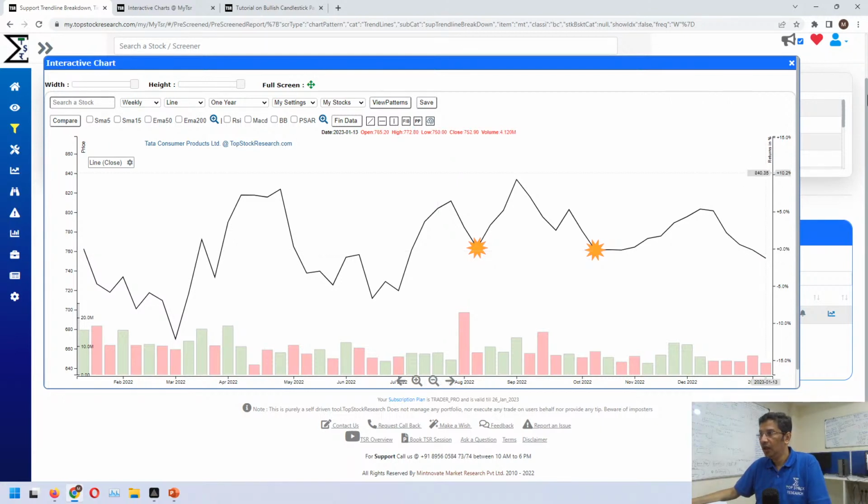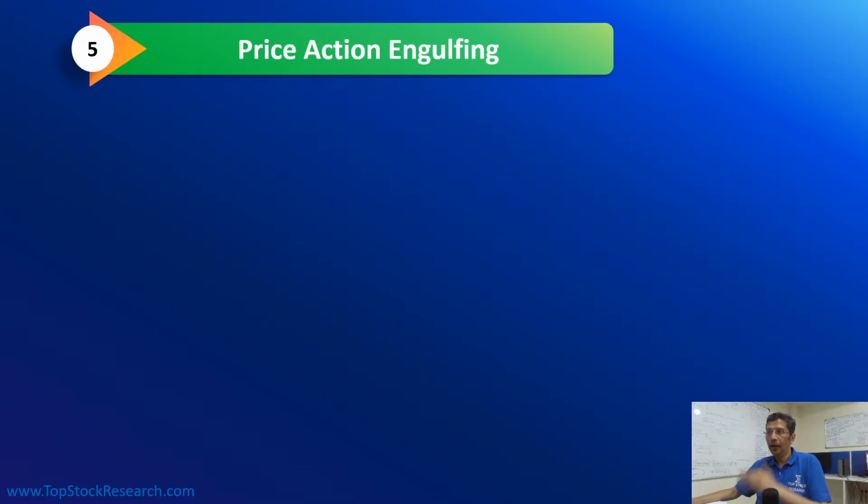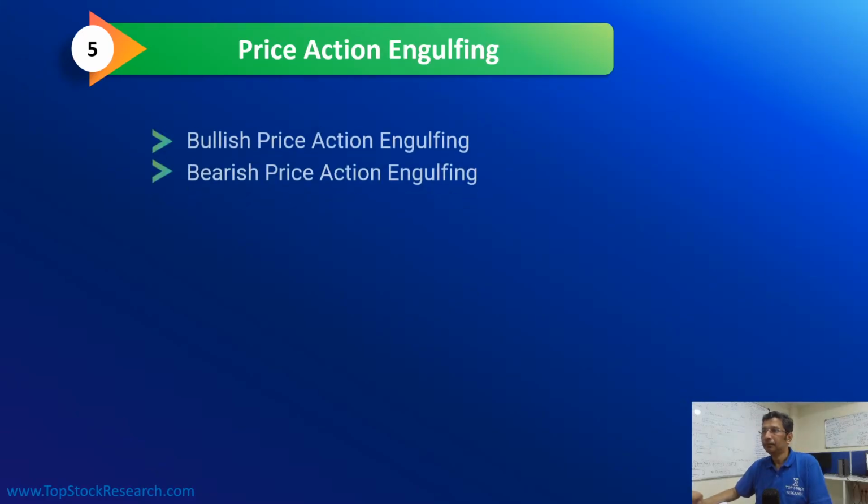So there are a lot of different ways of getting it, right? The idea is always to stick to what you understand, stick to what gives you consistent results. Different ways of looking at it, but try too many things and that defeats the idea of price action. Price action is supposed to be very, very simple to use. Okay, so price action engulfing, right?